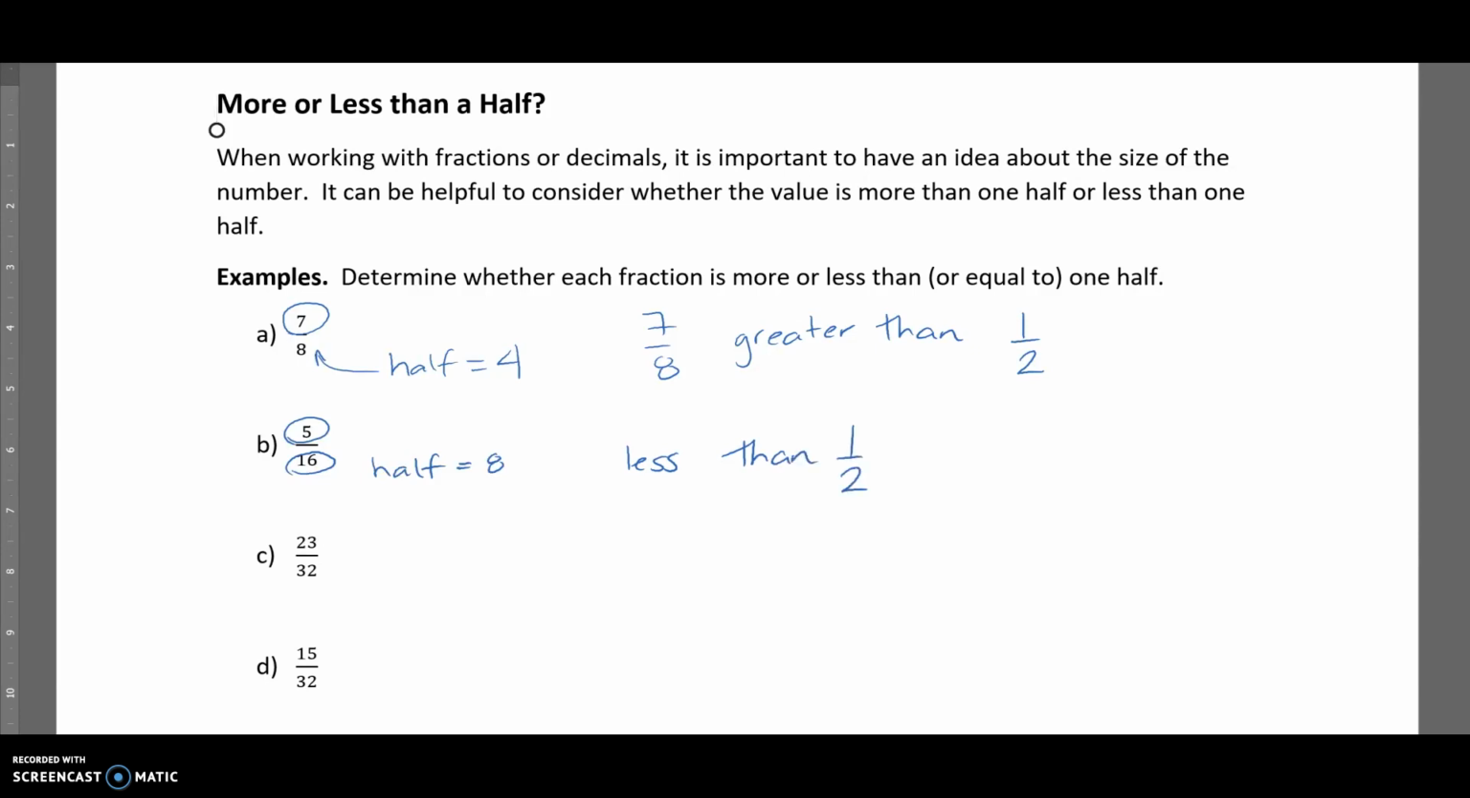Go ahead and do the next two. Pause the video for a moment and then check and see how you did. You can see that 23/32 is greater than 1/2, and 15/32 is less than a half. You may also start to notice things like 15/32 is quite close to the value of 1/2.